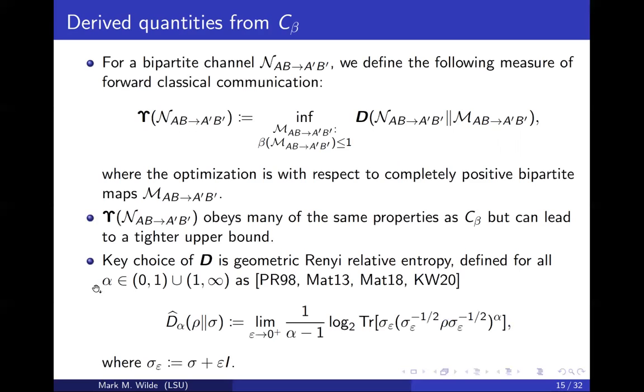A key choice of interest is the geometric Rényi relative entropy. This is a concept introduced by Petz and Ruskai and developed quite a bit further by Matsumoto and Vishal Katariya. And I did some more things with it in a very long paper, where I established more of its properties in more detail and explored it further. So it's defined like this.